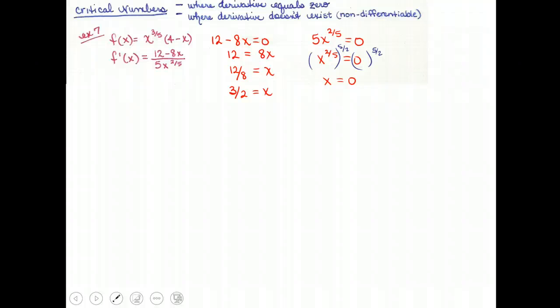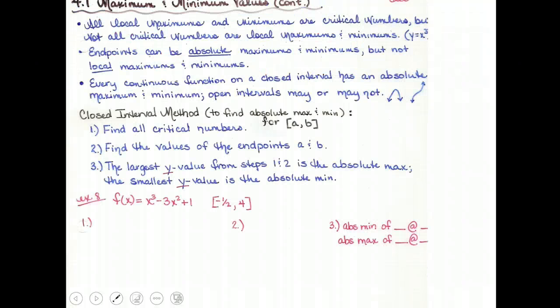And again, later on, we'll get a test for that. Okay, so let's sum up what we know so far. All local maximums and minimums are critical numbers, but not all critical numbers are local maximums and minimums. And that goes back to our example of y equals x cubed. We found a derivative equal to 0 at 0. That was a critical number, but I didn't have a maximum or minimum there.